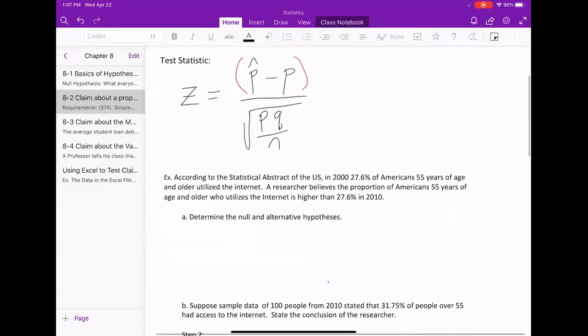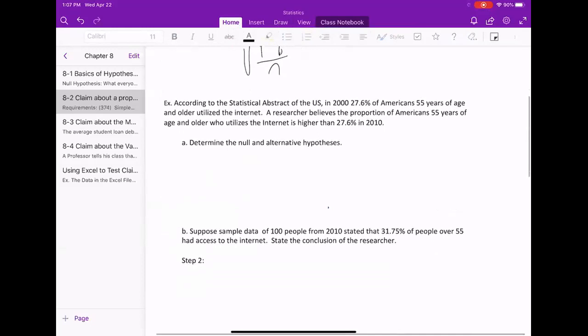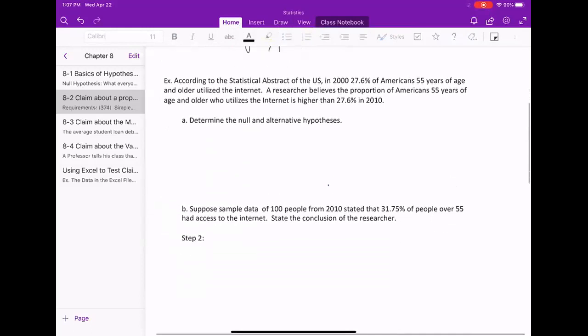All right, so here is our example. According to a statistical abstract of the United States, in 2000, 27.6% of Americans 55 years of age and older utilize the internet. A researcher believes the proportion of Americans 55 years of age or older who utilize the internet is higher than 27.6% in 2010. All right, what type of problem do we have here?